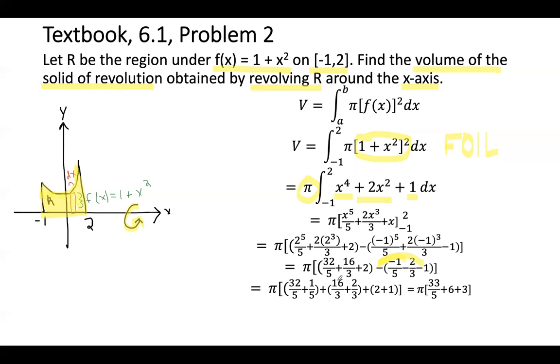Let's just go through. 32 over 5 plus 1 over 5 gives us 33 over 5. 16 over 3 plus 2 over 3 gives us 18 over 3, which is 6. Then 2 plus 1 gives us 3. Almost done. Let's just put this in terms of 5. Let's add, multiply by pi, and then we'll have our volume. So I did just that. 33 over 5 plus 45 over 5. And then we multiply by pi, add, and we get 78 pi over 5. And this is the volume of the solid of revolution obtained by revolving R around the x-axis.